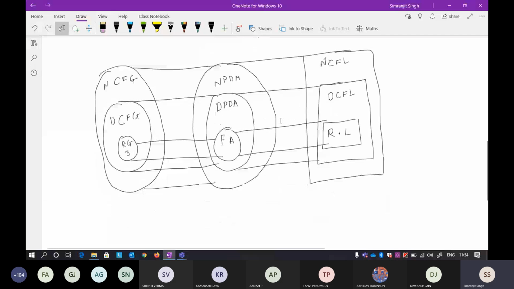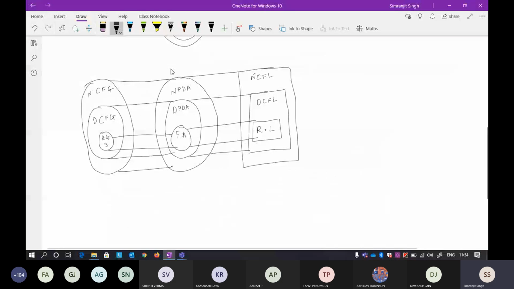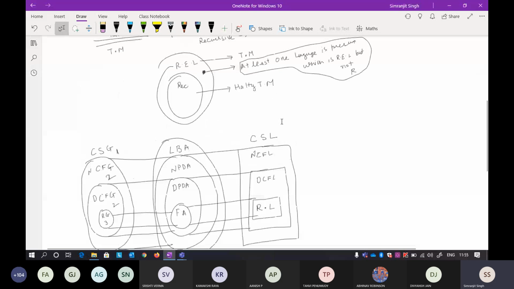So this diagram is a little bit again extended. It will be your LBA here. I think it becomes a little big. Now corresponding to that, there will be a context sensitive language, and corresponding to this will be your context sensitive grammar. Okay, so this is type 3, type 2, type 1. Okay, so this is also type 2 and this is your type 1.